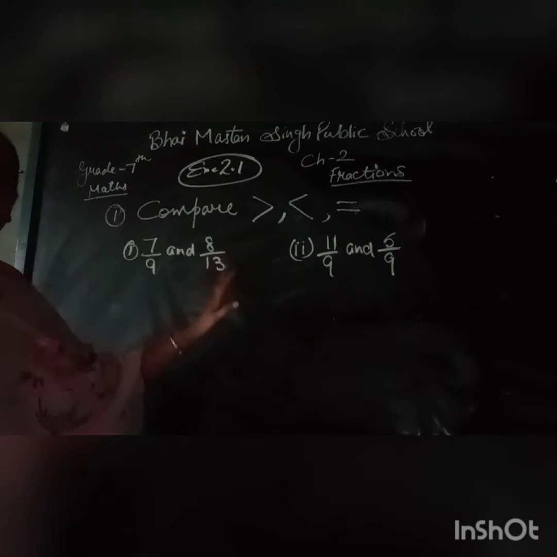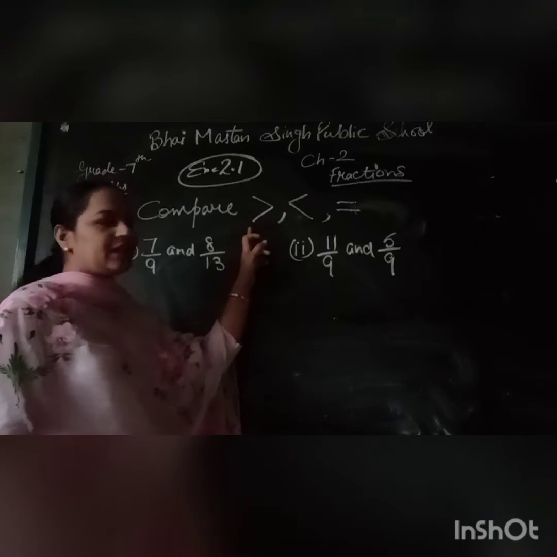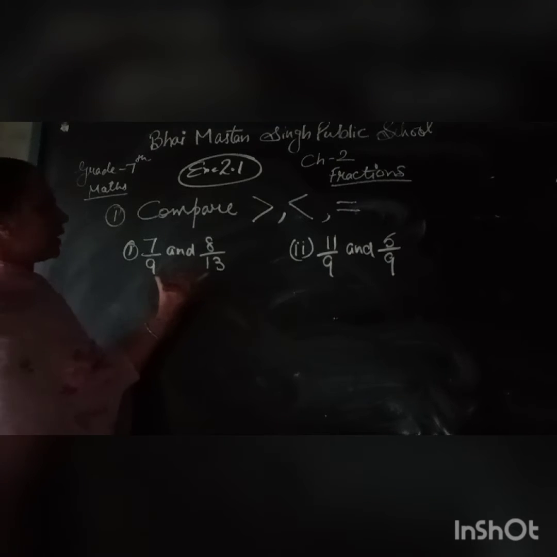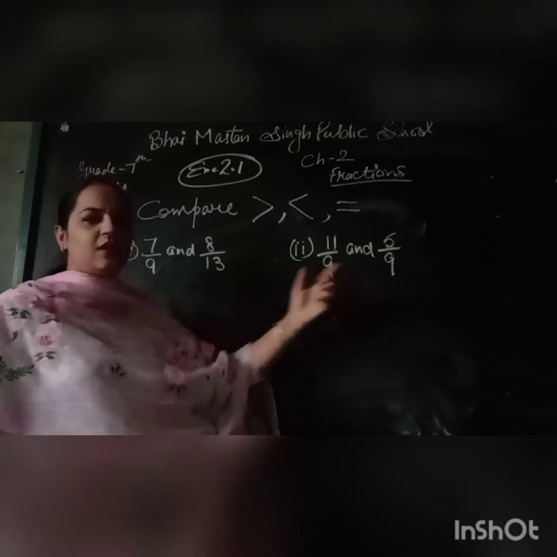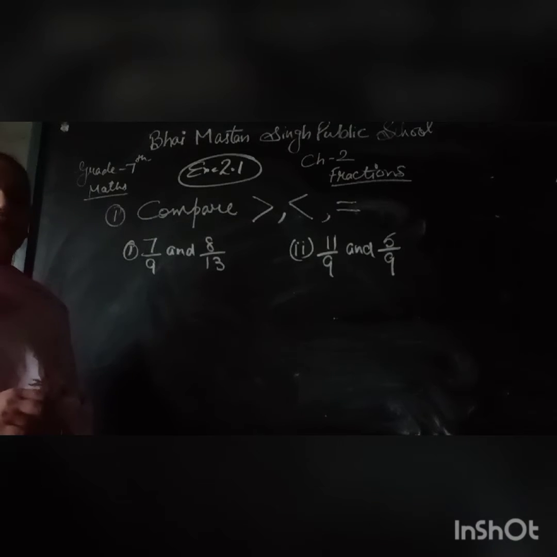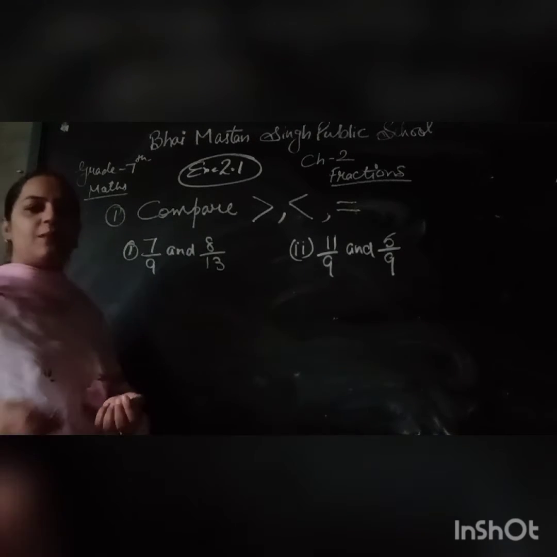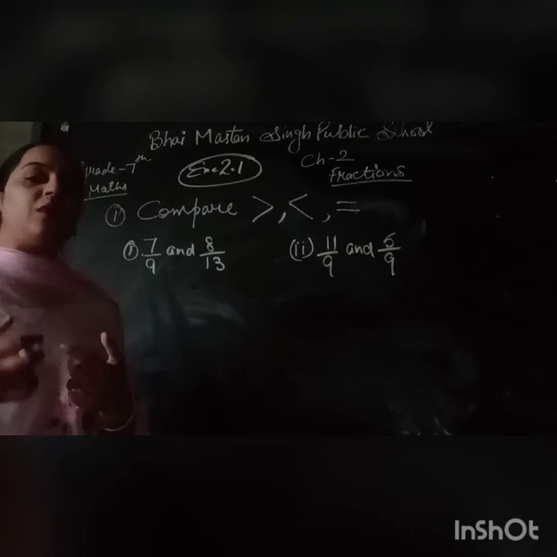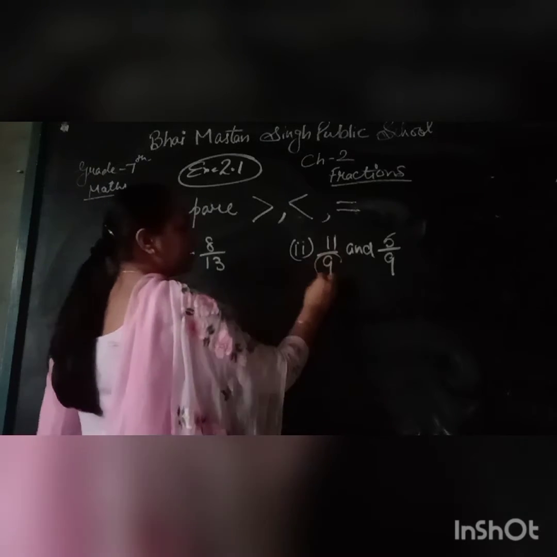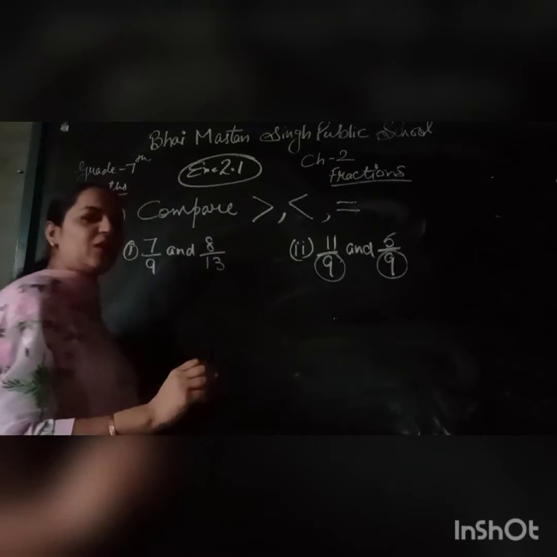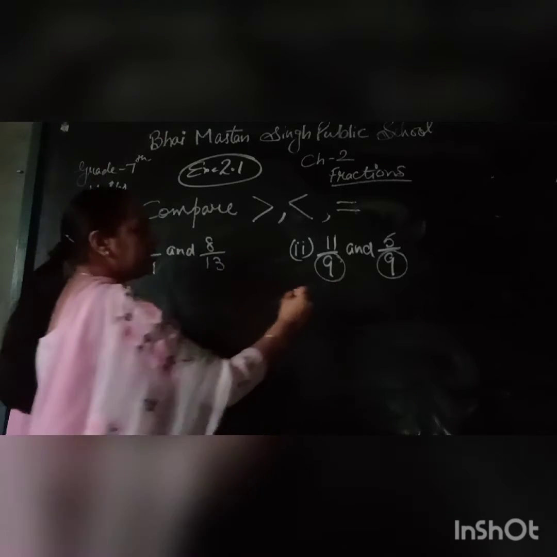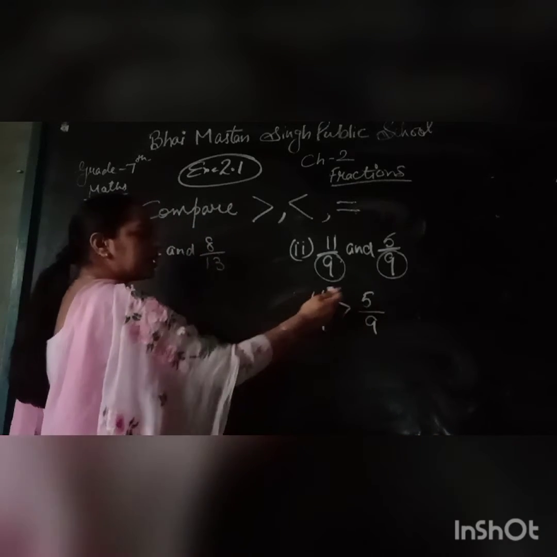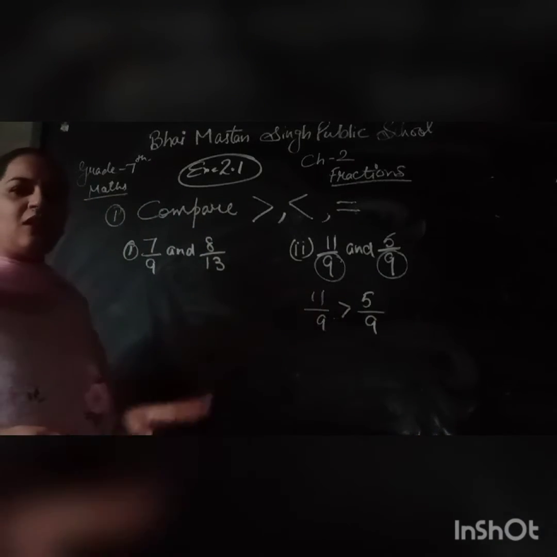In the first question they have given us a sign to compare with. This is the greater sign, smaller sign and equal sign. We have to compare two fractions. In the first question they have given 11/9 and 5/9, two fractions. So how can we compare? We can compare only like fractions. We cannot compare unlike fractions. What are like fractions? If they have the same denominator. These two fractions have the same denominator. So which one is greater? 11 is greater than 5. So 11/9 is greater than 5/9.